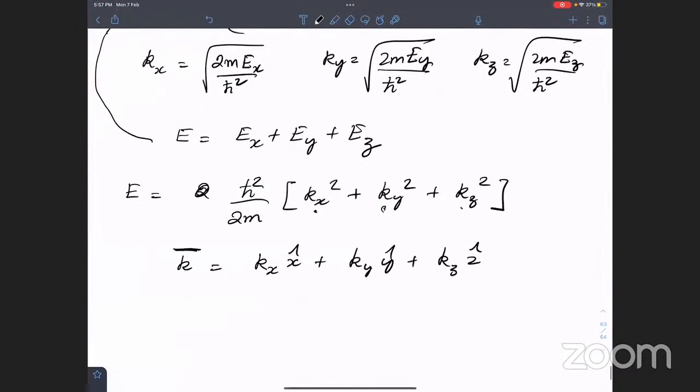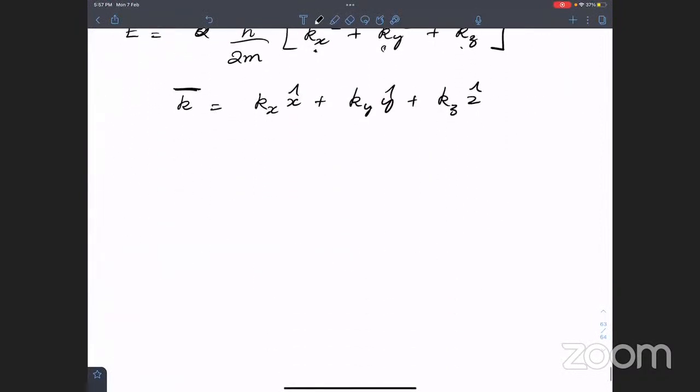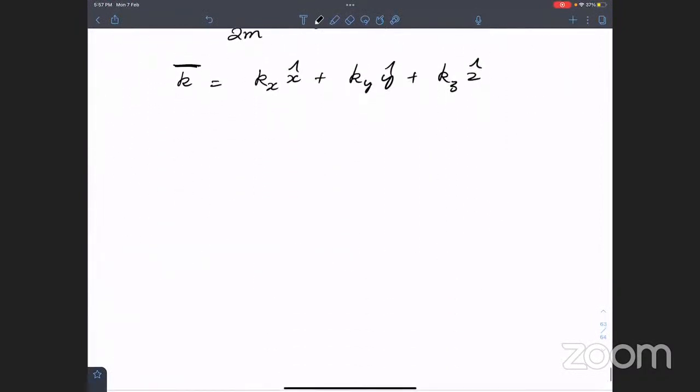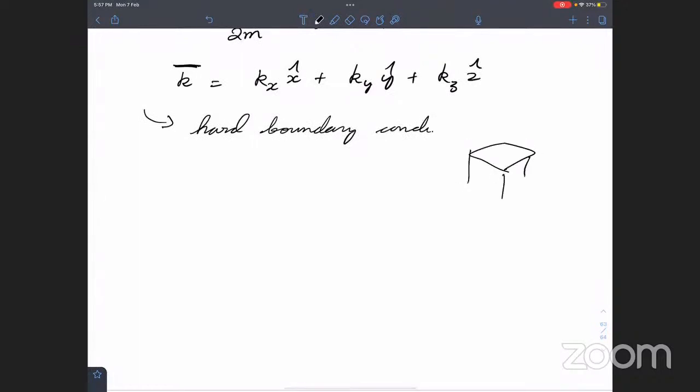Okay, so now I'm going to tell you a little bit about the boundary conditions. There are two kinds of boundary conditions that we can use. The first, that we are already familiar with, is called the hard boundary condition. So this basically says if I have my box, outside potential is identically equal to infinity.